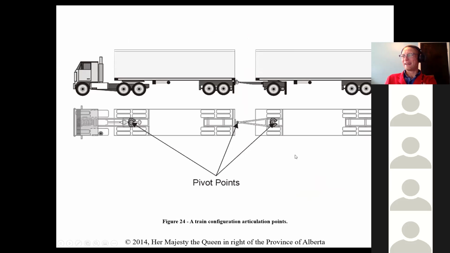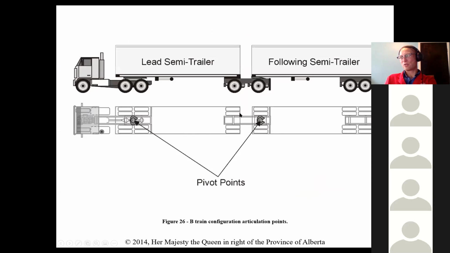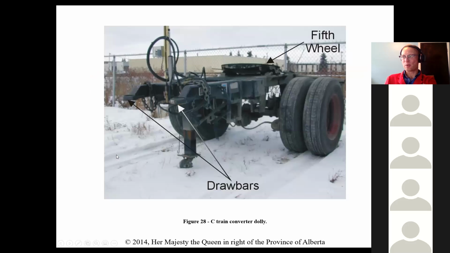Yeah. And then the B train is just the one in the middle that has the 5th wheel that's extended from the first trailer. So this one doesn't have a converter dolly. The 5th wheel for the following trailer is attached to the lead trailer. That's how I tell the difference between them.